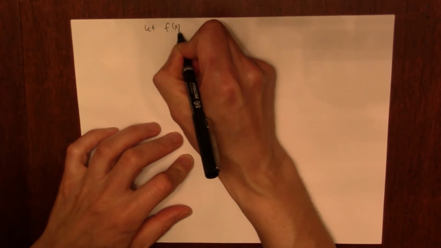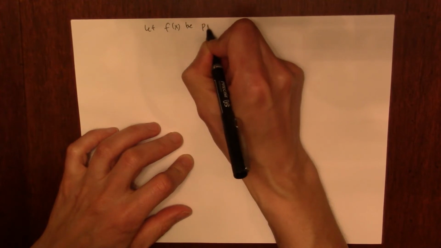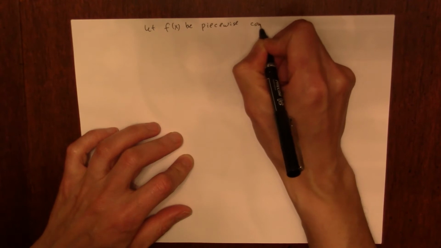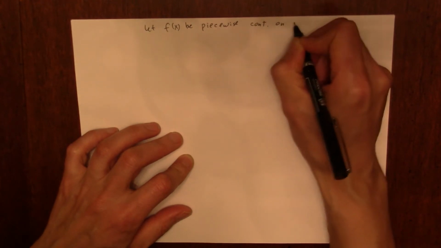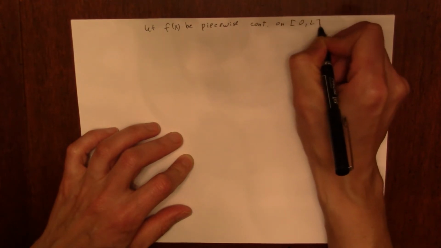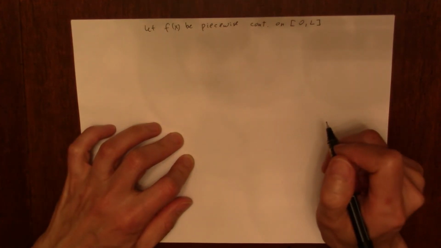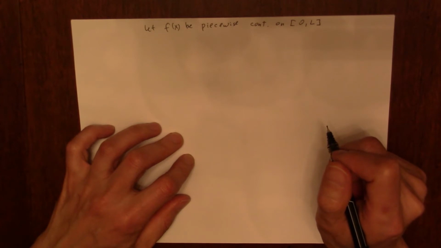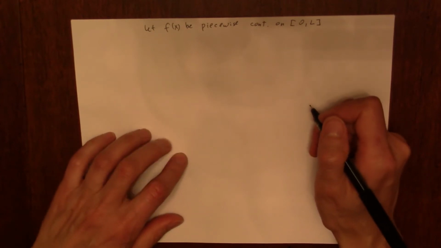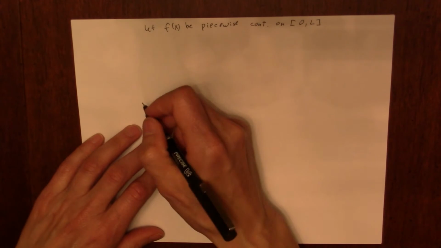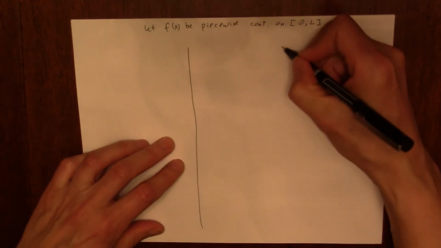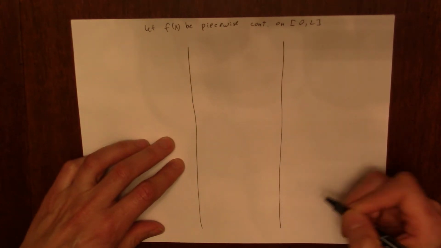Let function f of x be piecewise continuous on interval from 0 to L. Then there are three distinct ways how we can expand function to interval from negative L to L. So I'm going to draw three different ways how we can expand the function.